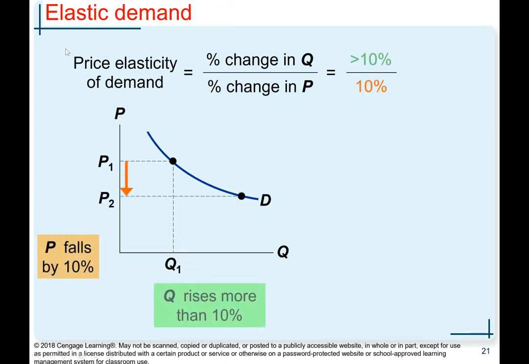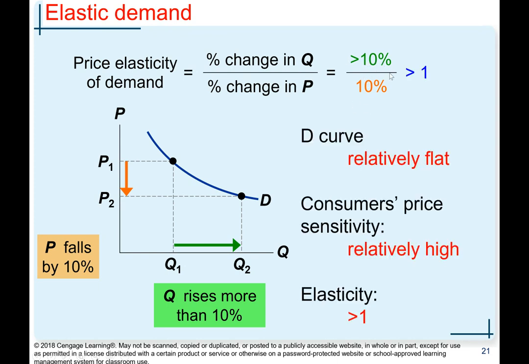Elastic demand. Price falls by 10%, quantity rises by more than 10%: 11, 12, 20, 30. When quantity changes by over 10%, the elasticity coefficient will be greater than 1. Demand curve, as you can see, is now relatively flat. Consumer price sensitivity is high. Consumers are sensitive to price changes. That is when elasticity coefficient is greater than 1.